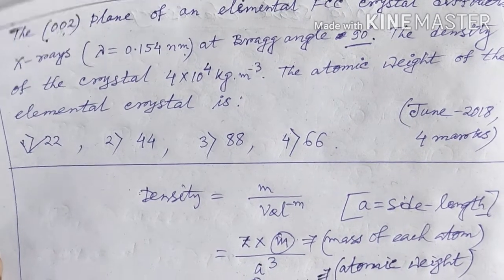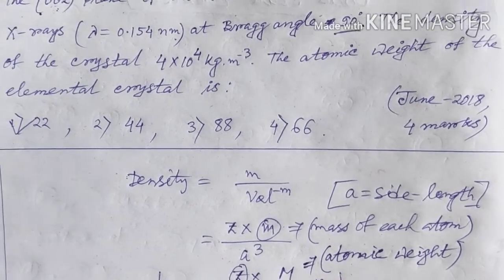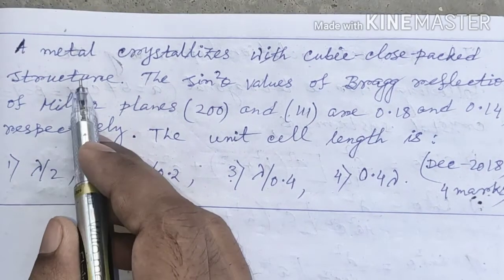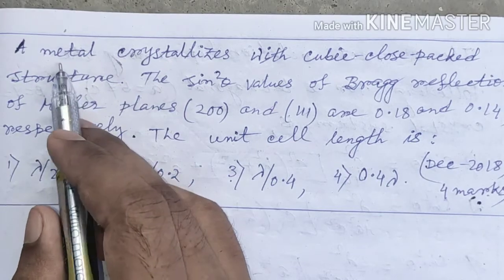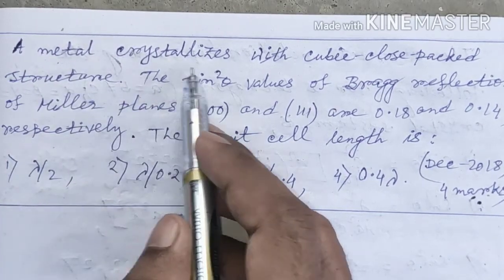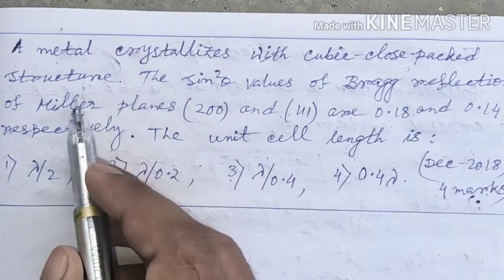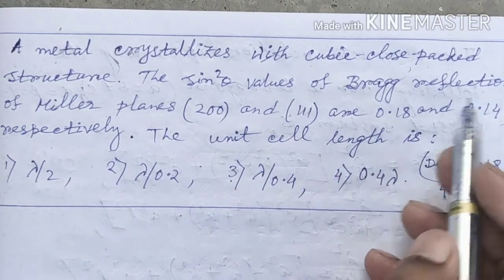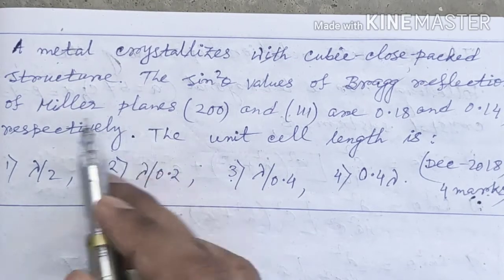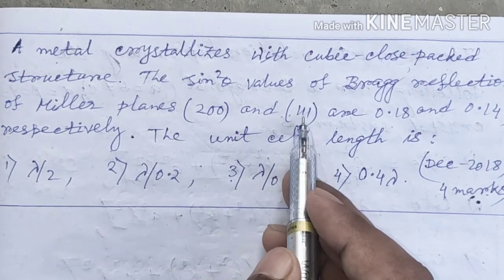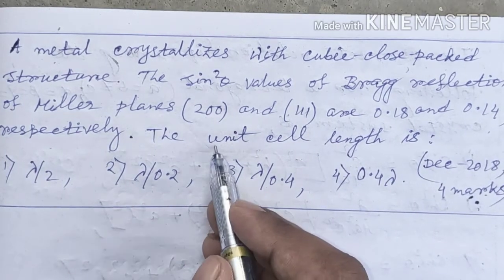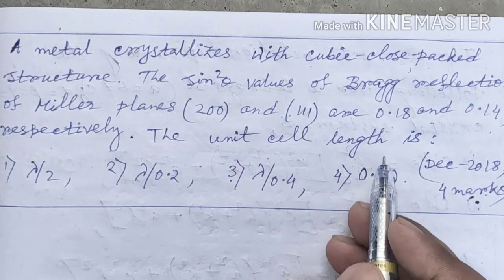Is it okay? So let's go to the second question. The next question is a very easy question. It is given that a metal crystallizes with cubic close packed structure. The sine square theta values of Bragg's reflections of Miller planes 200 and 111 are given as this value. We have to calculate the unit cell length.